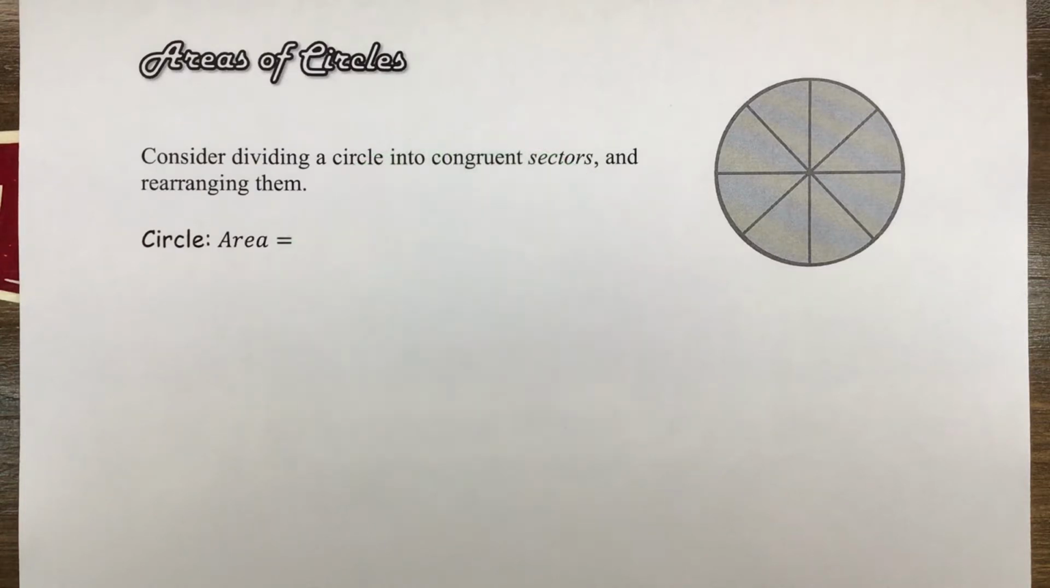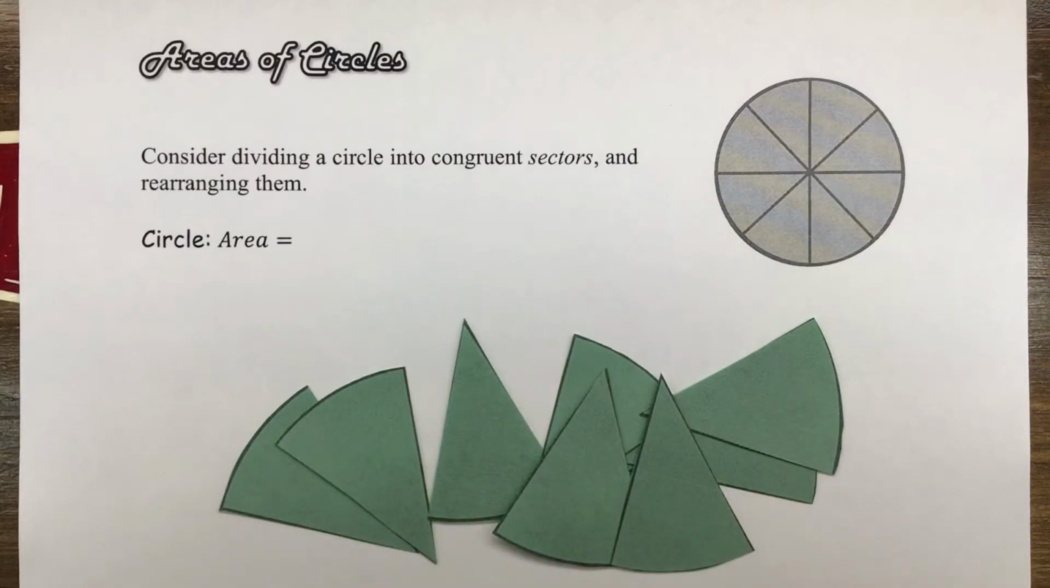All right, so now I have a whole lot of pieces. I have all my little sectors here. And what I'm going to do is rearrange them. I'm going to move them around so that they interlock with each other. And it's going to look like this.